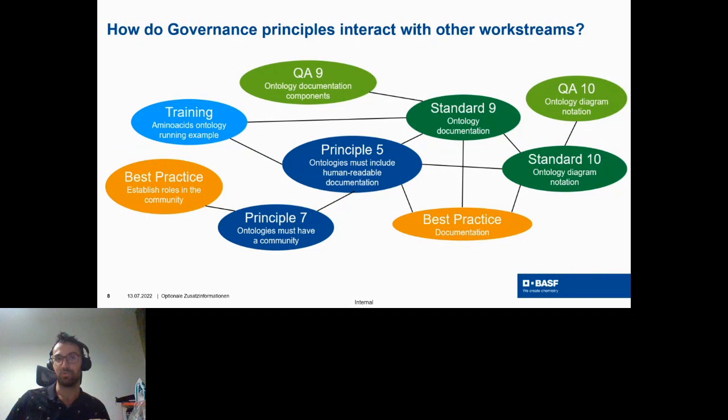But principle 5, since it talks about documentation, is also linked to a standard for ontology documentation and another standard for ontology diagram notation. We can see that all of them are linked to a best practice that is going to explain in detail how we can follow all of these paths. And as you can see, these standards also have quality assurance methods attached to them with specific parameters that are going to check how we are following these standards.